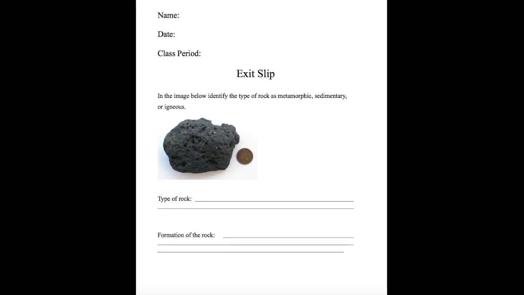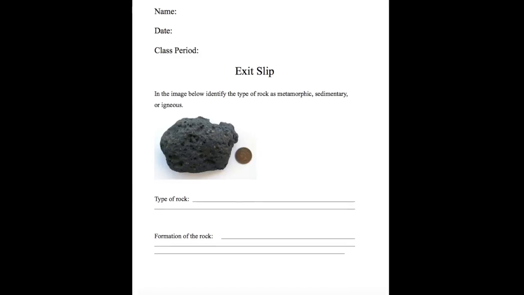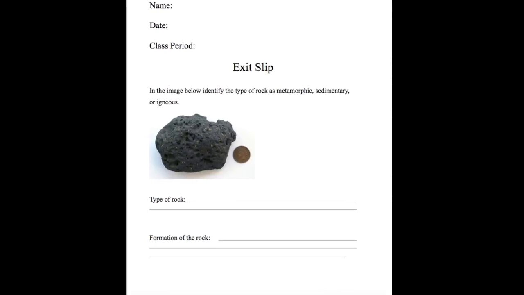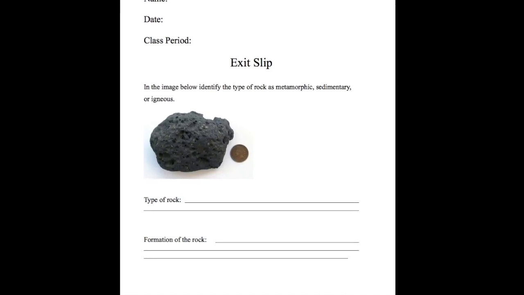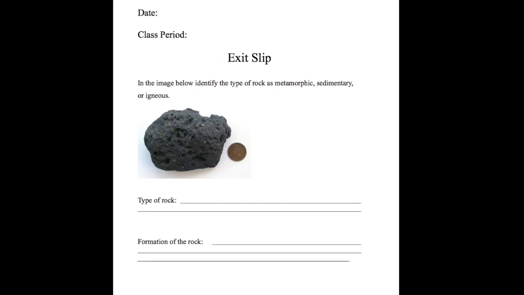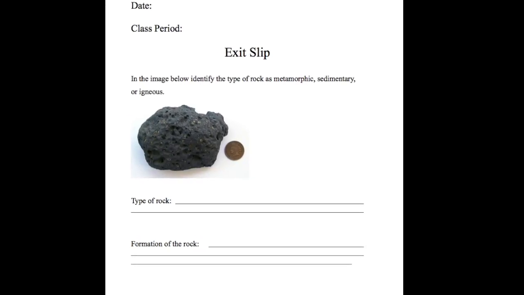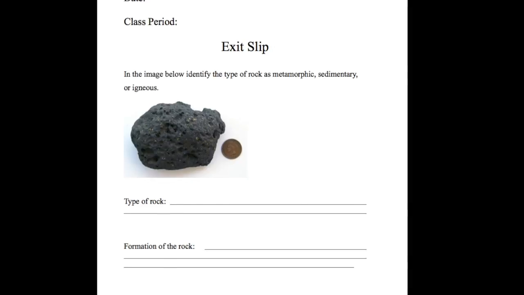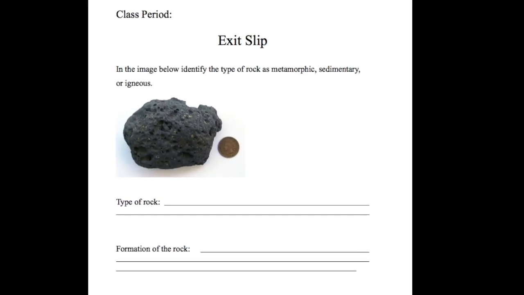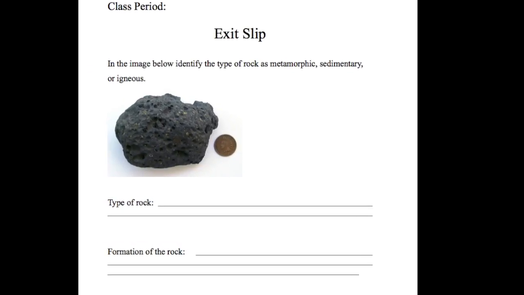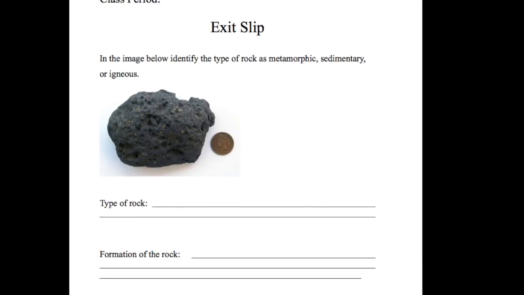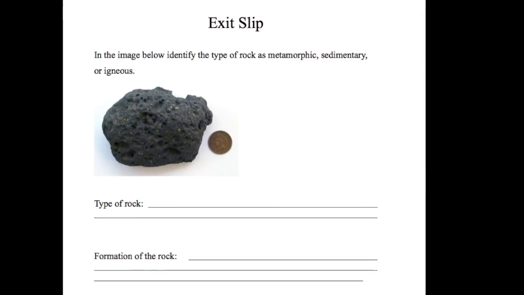Here's the exit slip that I have created. I would pass around this worksheet towards the end of the lesson so that I can get a better understanding of what students understood. This worksheet has 2 questions and it asks students to identify the type of rock and the formation of the rock.